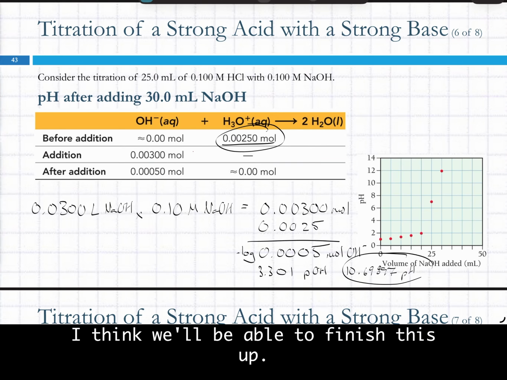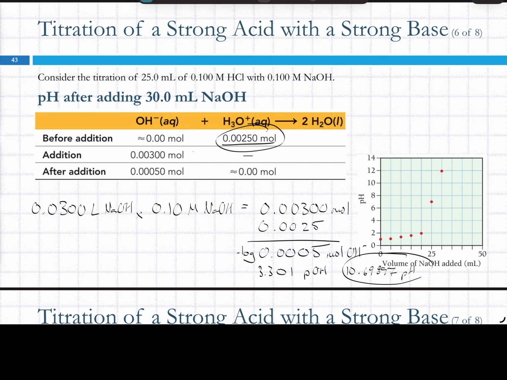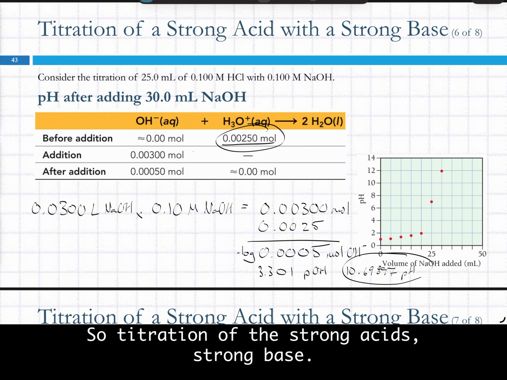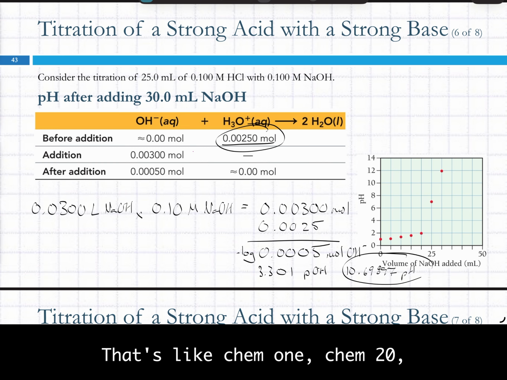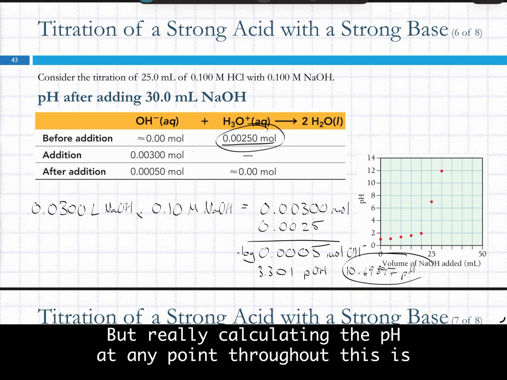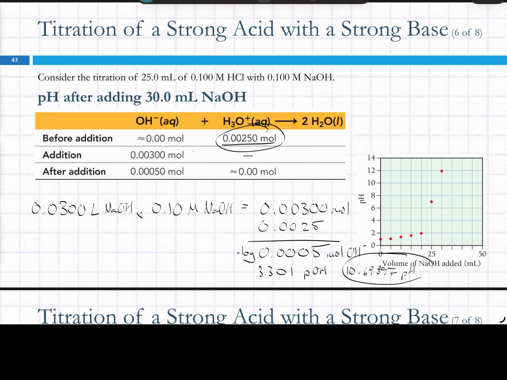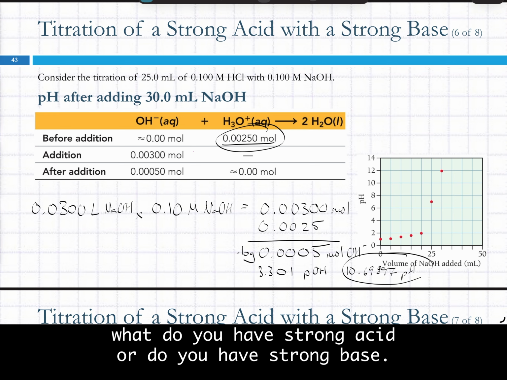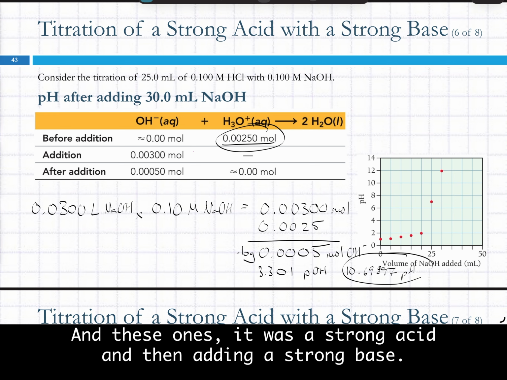I think we'll be able to finish this up. So titration of a strong acid, strong base, that's like Chem 1, Chem 20. And we did kind of rush through these, but really calculating the pH at any point throughout this is, do you have strong acid or do you have strong base? And these ones, it was a strong acid and then adding a strong base.